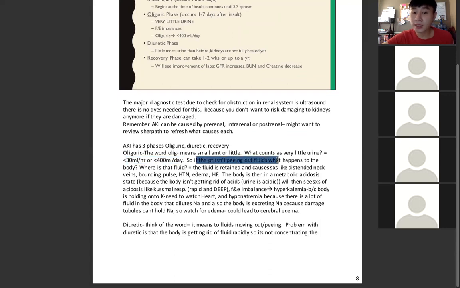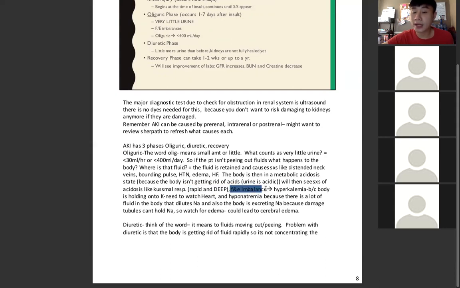So if the patient isn't peeing out fluids, what happens to the body? Where's that fluid? The fluid is retained and causes signs and symptoms like distended neck veins, bounding pulse, hypertension, edema, and heart failure. The body is then in a metabolic acidosis state because the body isn't getting rid of acid. For example, urine is acidic. We will then see signs and symptoms of acidosis like Kussmaul respirations, which are rapid and deep respirations.